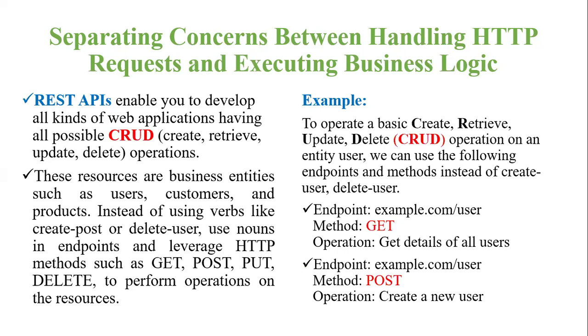And for operating a business, basic create, retrieve, update, delete operations on the entity user, we can use the following endpoints and methods instead of create user, delete user. So here I have given only two simple examples. One is get and post. In this example, the endpoint name is user. So the endpoint can be written as example.com/user. Here we are using the method called get, which operates to get details of all the users.